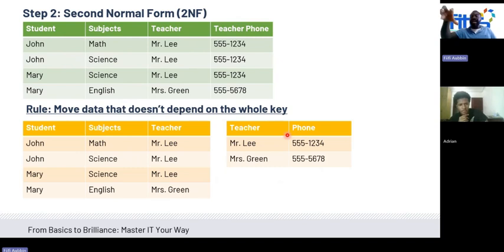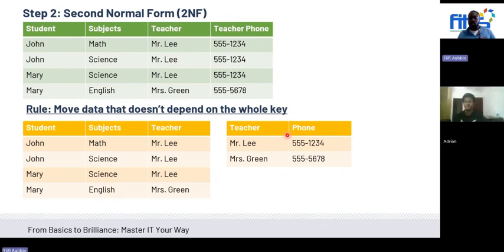So you move data that does not depend on the whole key. You're looking at student and their subject. And the phone number has nothing to do with the subject or the student. Phone number of teachers, they've got nothing to do with the subjects the students are taking. But it only depends on the teacher. So the teacher and the teacher phone can move to another table. Does that make sense?